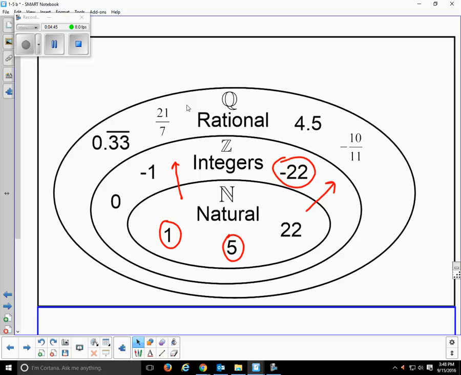Rational numbers are any number that can be written as a fraction. So like 21 sevenths, that's a fraction. Negative 10 elevenths, that's a fraction.